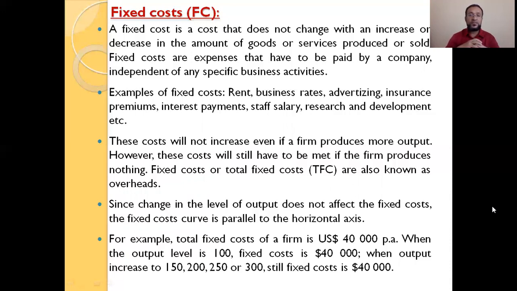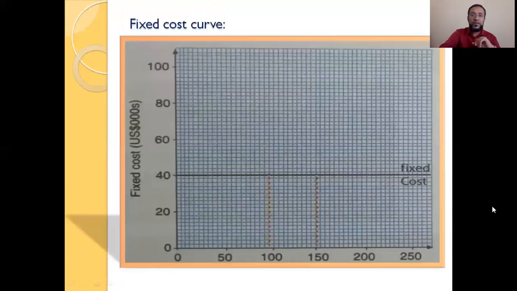When output increases to 150, 200, 250 or 300, still fixed cost is 40,000. That means whatever the output level is, even if output level is 0, then also fixed cost is 40,000. Right? Now look at this diagram here. When the output level is 0, fixed cost is 40,000 US dollar.